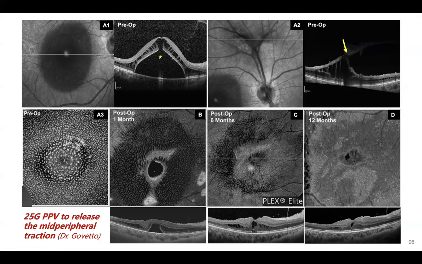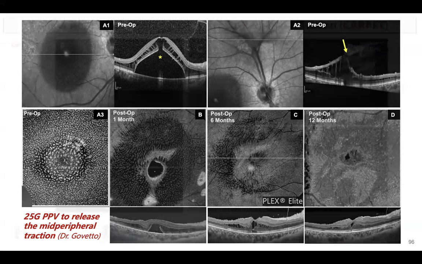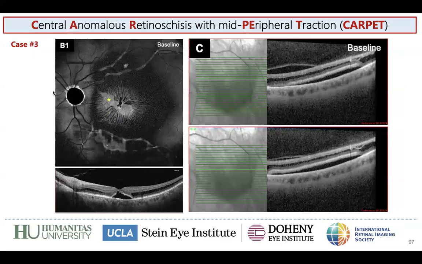I think baseline was around 20/200, something like that, and the final result was 20/25. It is in the table of the paper. So this is another example actually of CARPET. So central anomalous retinoschisis with mid-peripheral traction. In this case, en face OCT, again, at the level of the Henle fiber layer, shows the full extent of the cystoid spaces and of the retinoschisis.